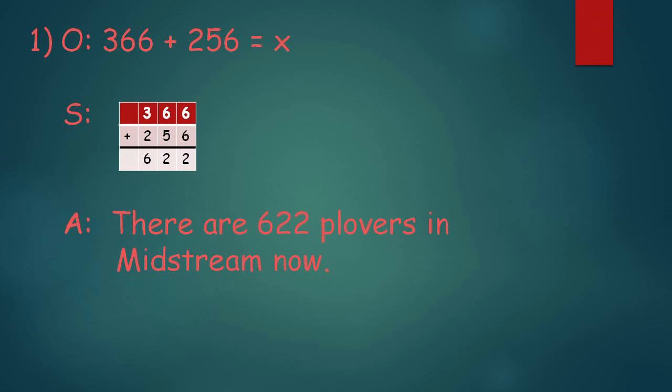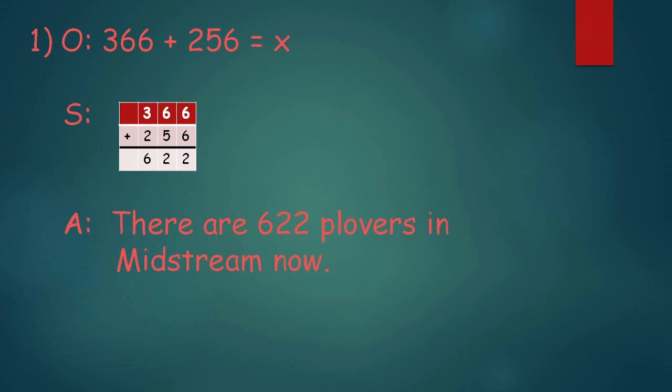Okay, now we're going to do our last example or our last question. So this was the one about the plovers in Midstream. So originally we had 366, but some eggs hatched, so we would have had more plovers, so you would have had to plus. So your open number sentence must say 366 plus the 256 that hatched is equal to X.